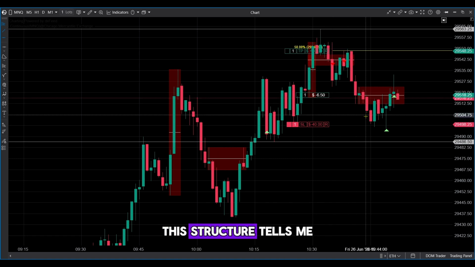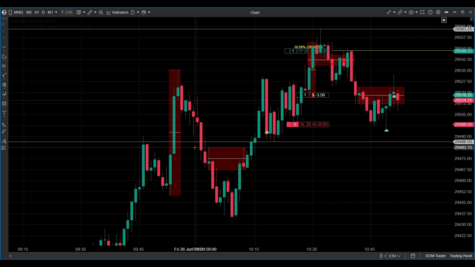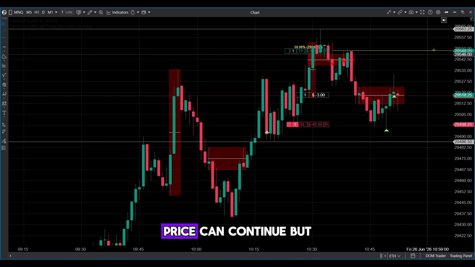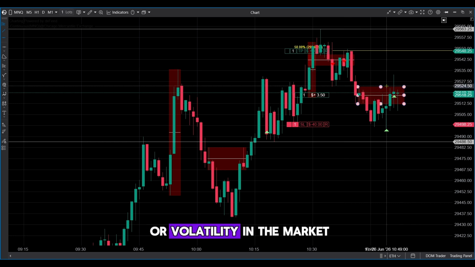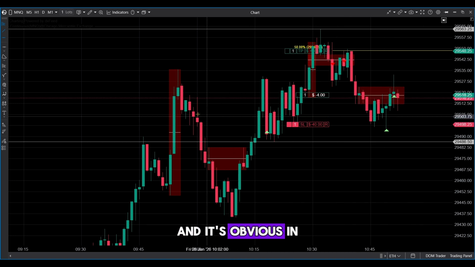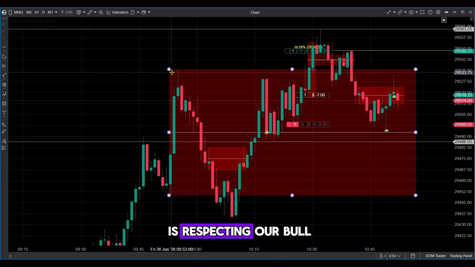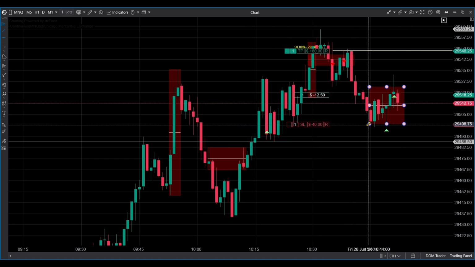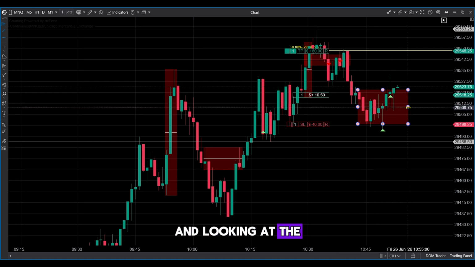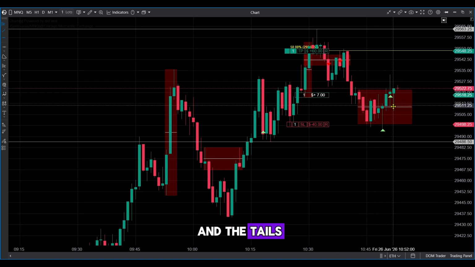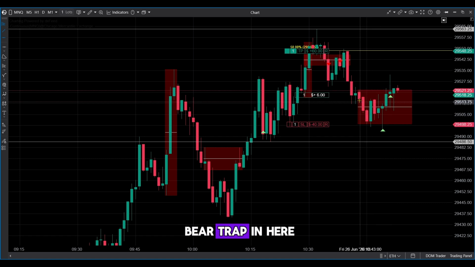This structure tells me we are consolidating in an almost uptrend. So yes, we are in an uptrend. The price can continue, but with no speed. There is no speed or volatility in the market, and it's obvious in this choppy move. But still, the price is respecting our bull and bear trap levels. These sellers are trapped, and looking at the body and the wicks and the tails, it tells us, yes, we are having a bear trap in here.